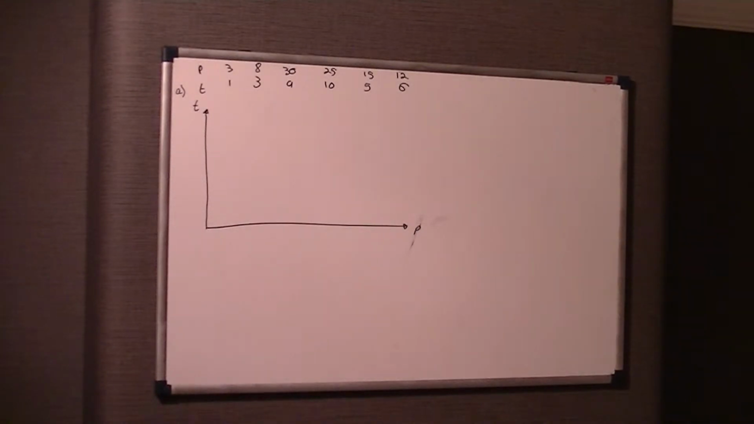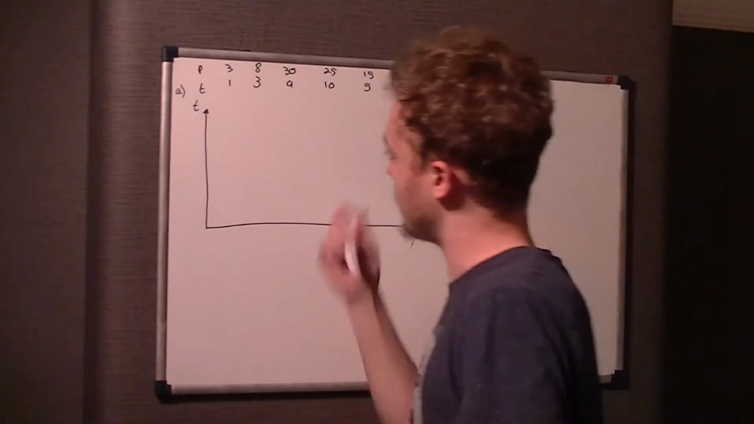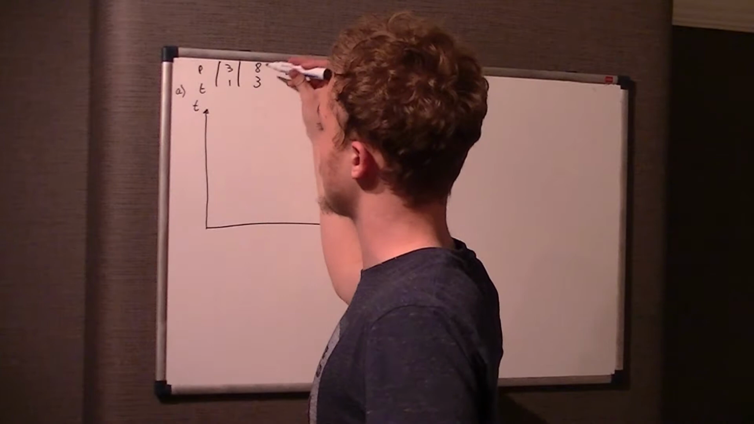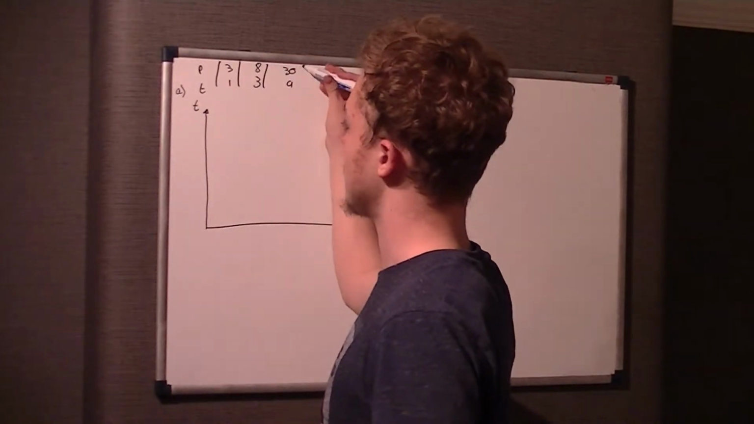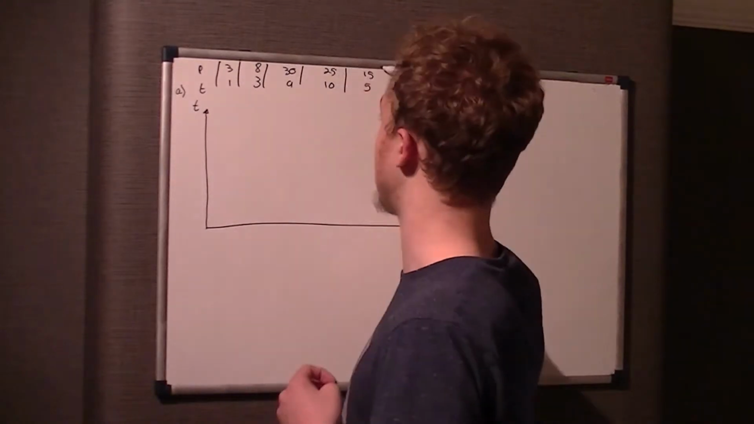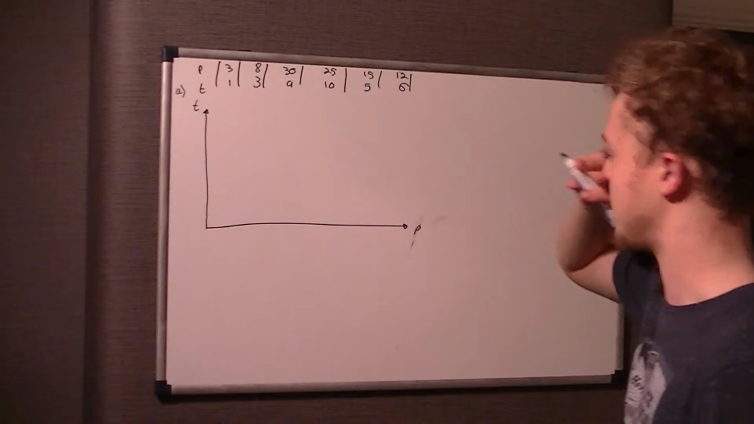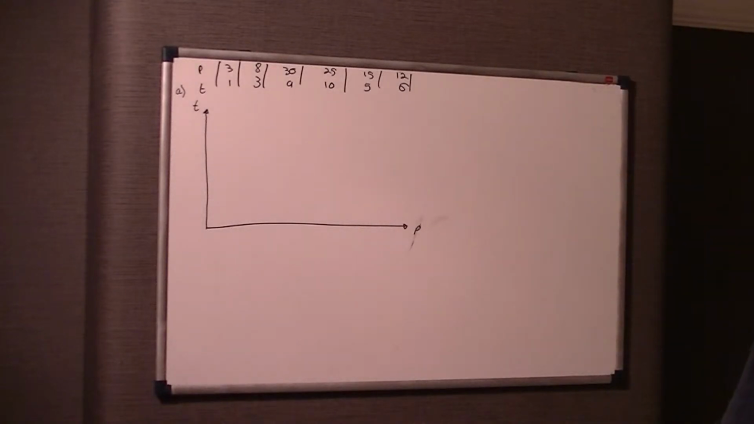Now, June 2012. So we're given this table. When P is 3, T is 1. When P is 8, T is 3. When P is 30, T is 9. When P is 25, T is 10. When P is 15, T is 5. And when P is 12, T is 6.